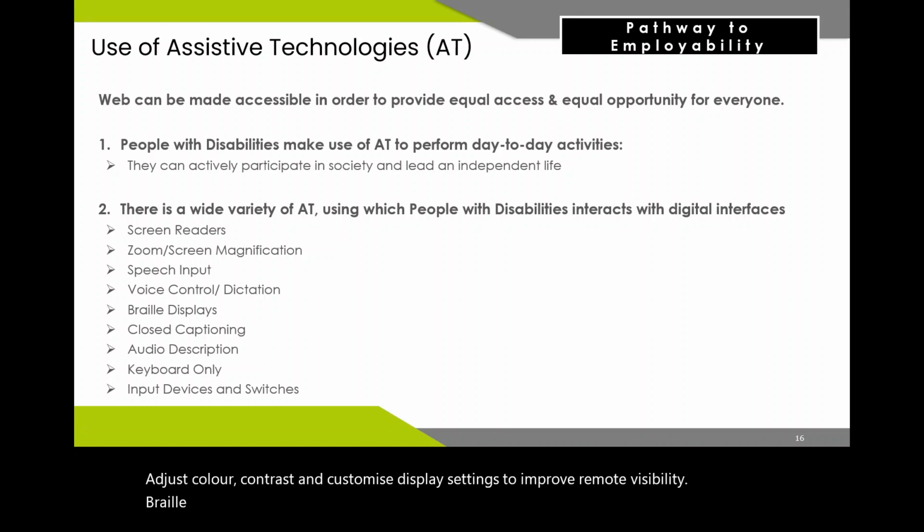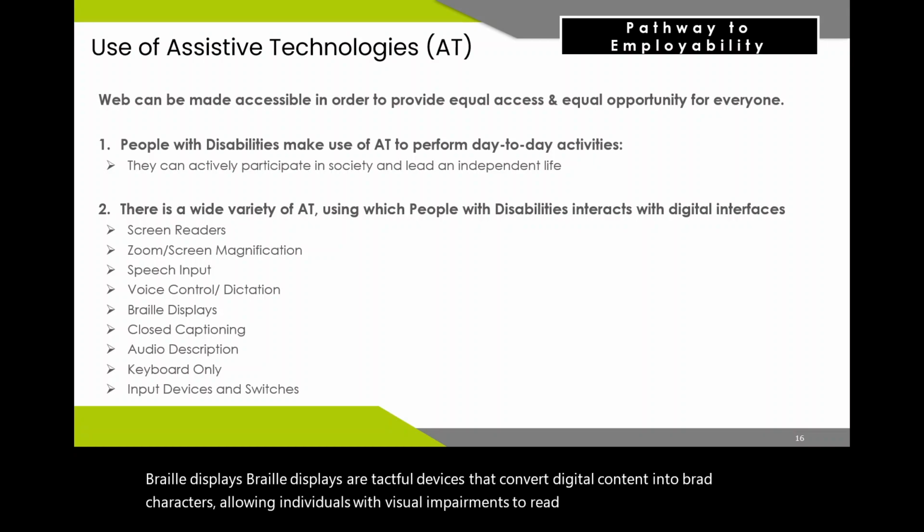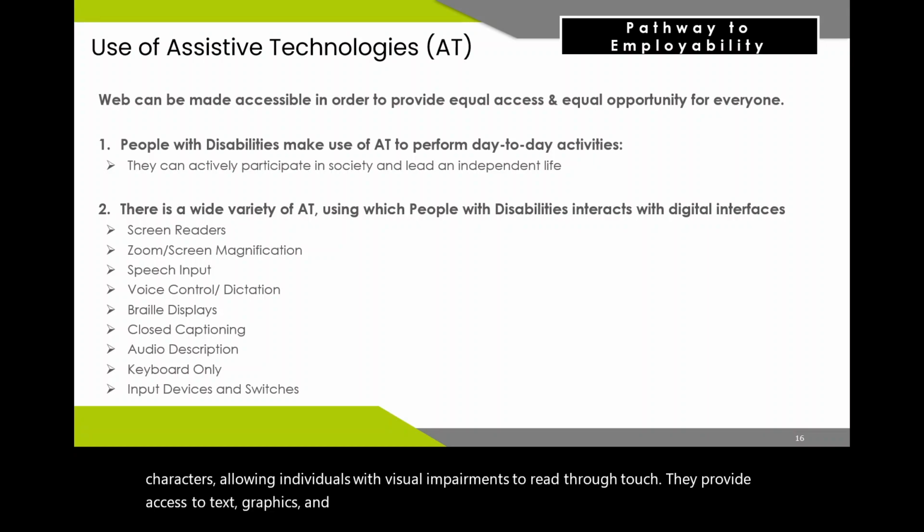Braille displays. Braille displays are tactile devices that convert digital content into Braille characters, allowing individuals with visual impairments to read through touch. They provide access to text, graphics, and other visual elements by translating them into Braille output.